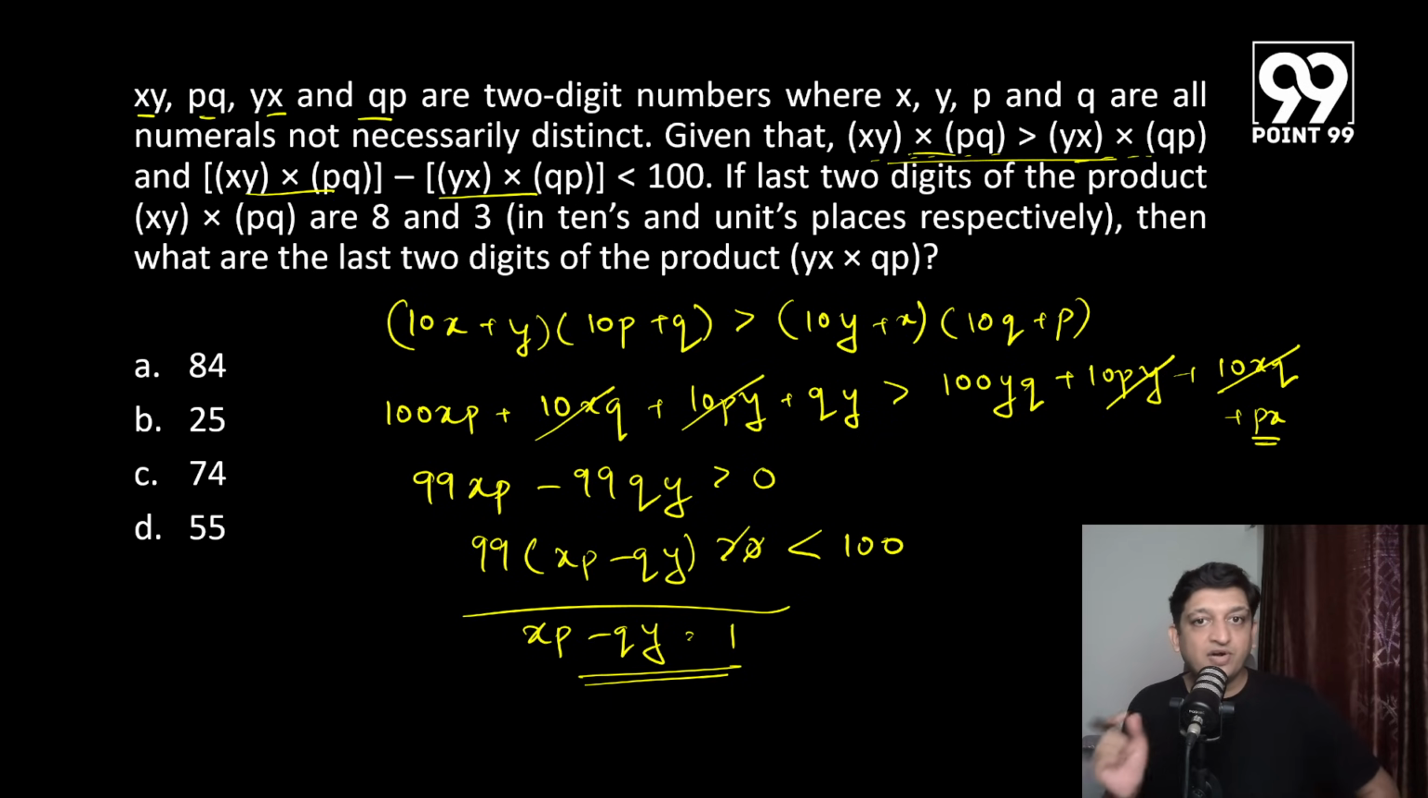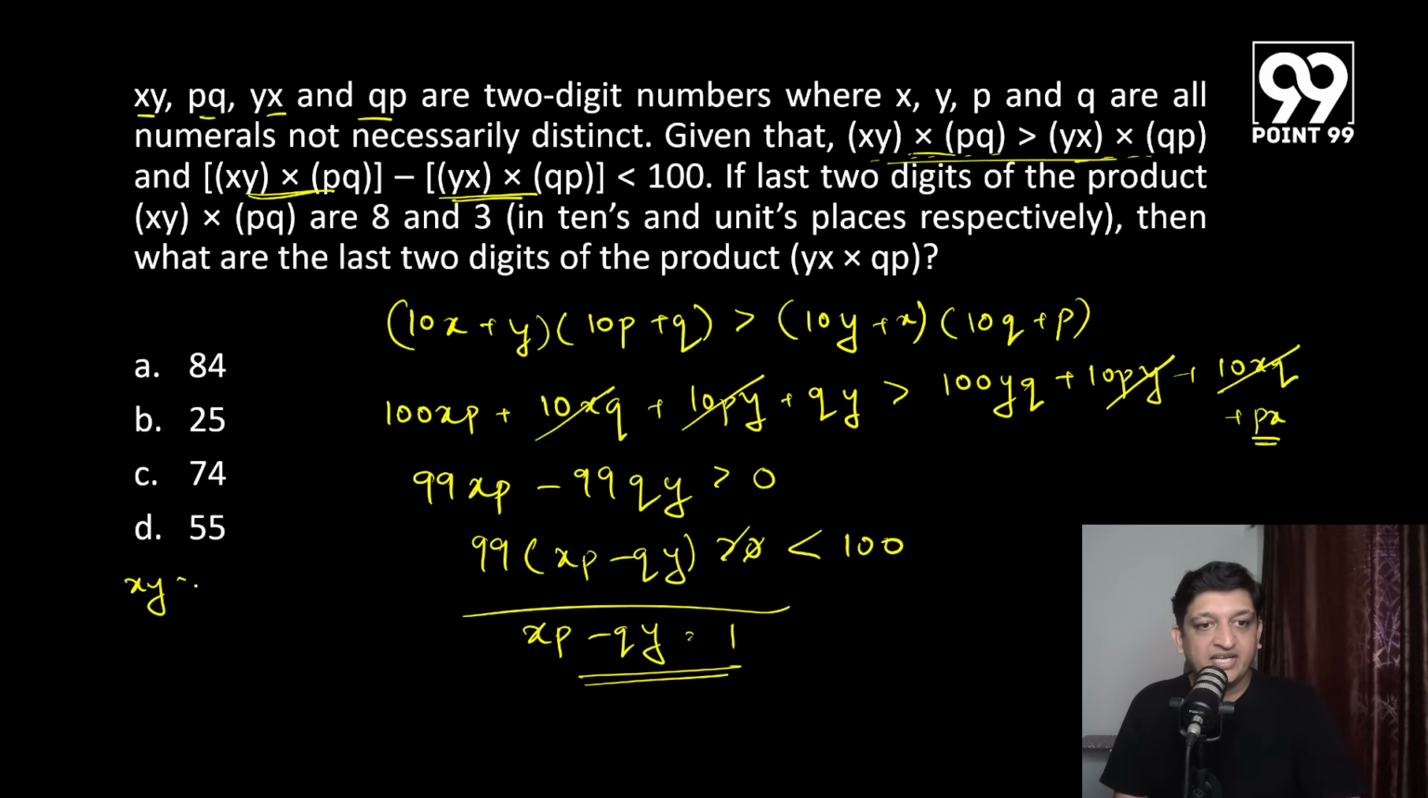Right? So if you are able to understand, then we just have to figure out what will be the last two digits of the product of yx and qp. Fine. So xy multiplied by qp will end in 8 and 3. So what will be the last two digits of the product yx into qp? And we have known the entire thing that this difference has to be less than 100. This has to be equal to 1, which basically means that this difference has to be equal to 99. So the difference has to be equal to 99.